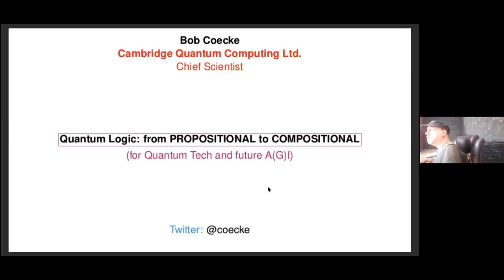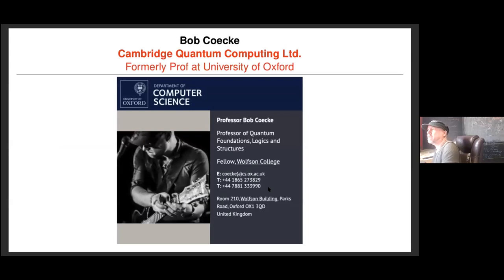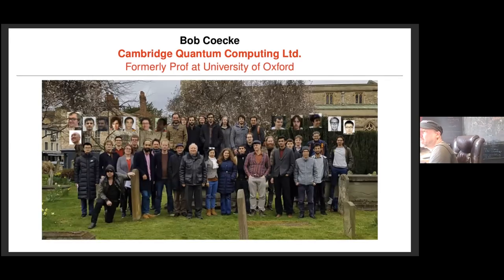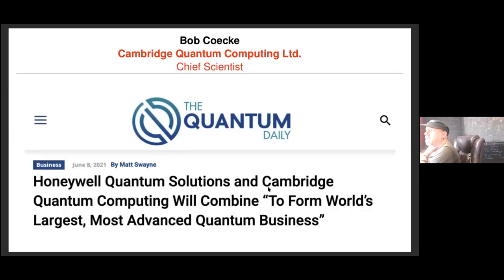So as was said by the host, I'm formerly a professor at the University of Oxford, where I was for about 20 years. We built a really big group there, which was above 50 people at the end, but lots of the people have meanwhile joined Cambridge Quantum Computing too. That's of course a sign of the times. At the moment, it seems to be much more fun to be in the private sector than in academia if you're doing this sort of stuff.